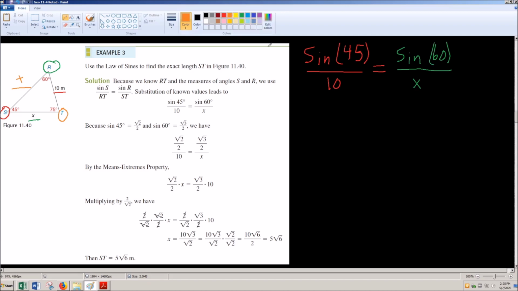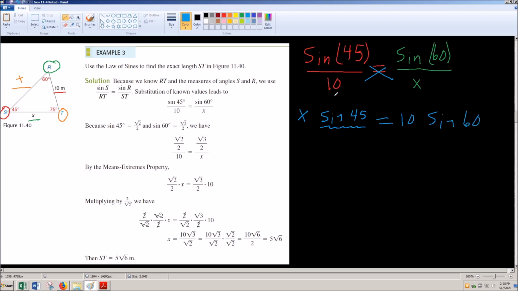So the first thing I want to do is pick a new color, so blue. So I'll cross multiply. I feel like most people are most comfortable with that. So let's call this X sine of 45. Please keep in mind that sine of 45 is just some number, right? So this is just some number. It's not like saying I have X times sine times 45. That's not what this means. This is just sine of 45 equals 10 sine 60.